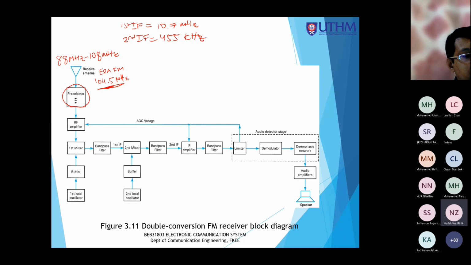Okay, so now I want to listen to 104.5. If you remember, we can use a high side injection.